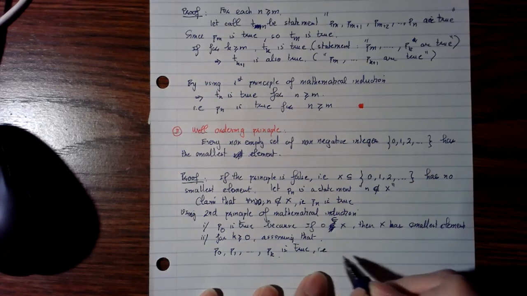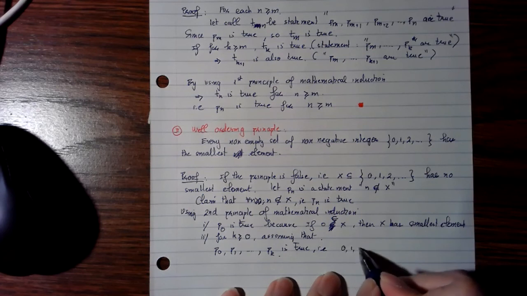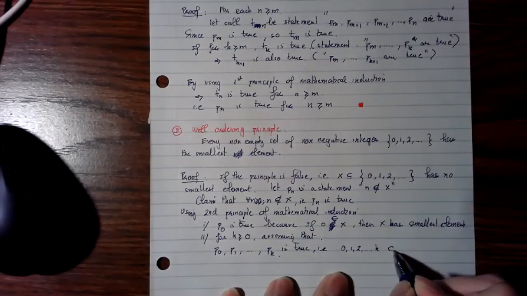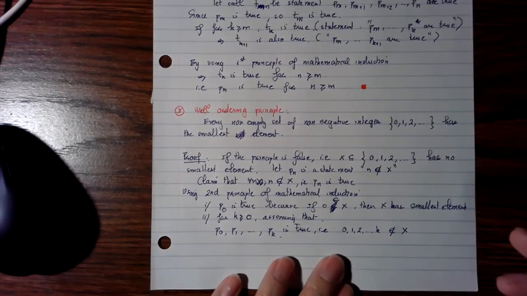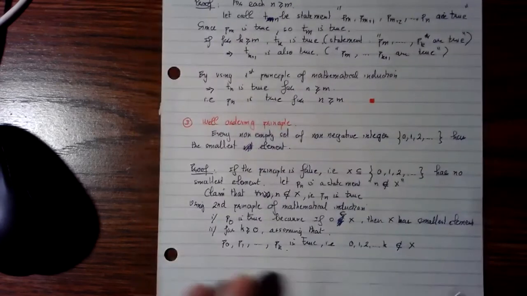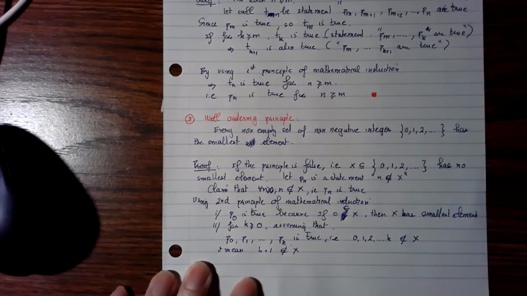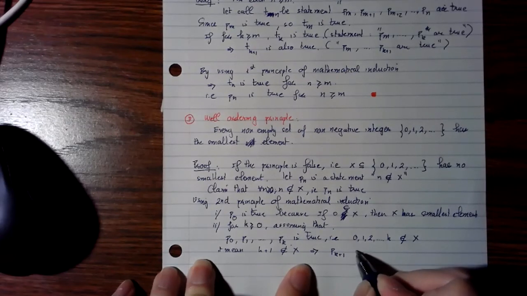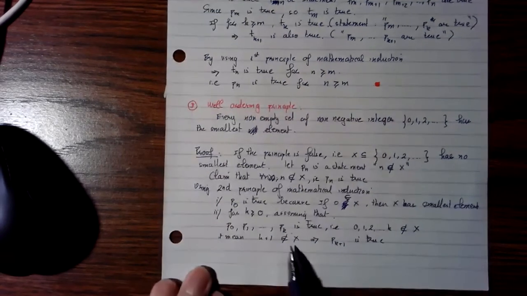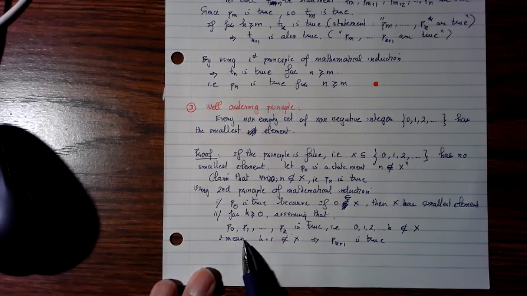Or in other words, 0, 1, 2, up to k does not belong to X. And if 0, 1, 2, up to k does not belong to X, by using the second method, it means k plus 1 also does not belong to X. And if k plus 1 does not belong to X, it means Pk plus 1 is true. So what we have here is Pk is true implies Pk plus 1 is true.